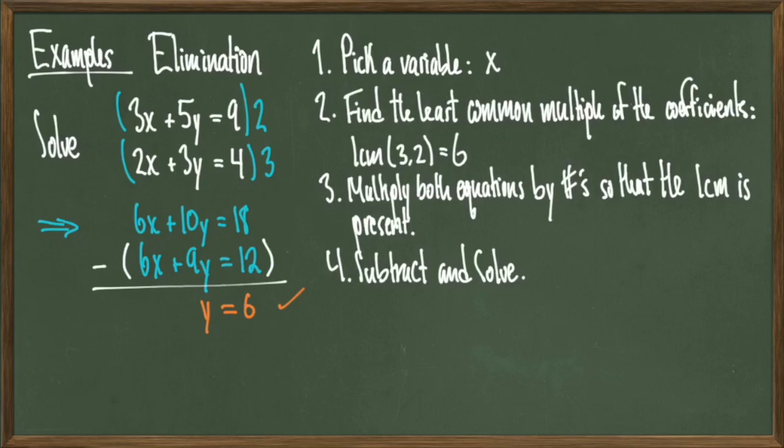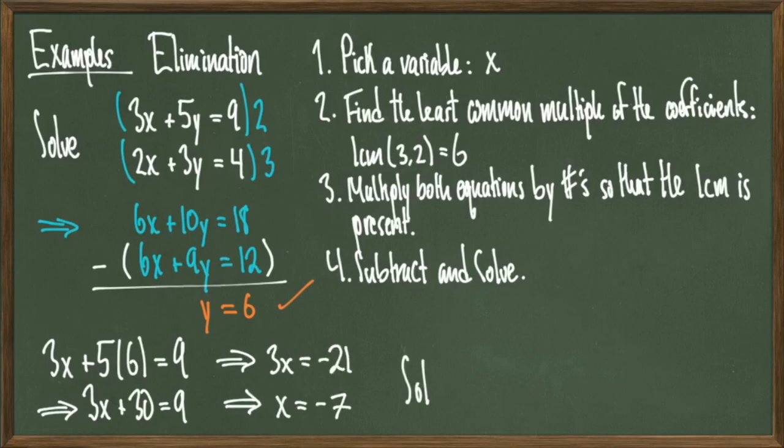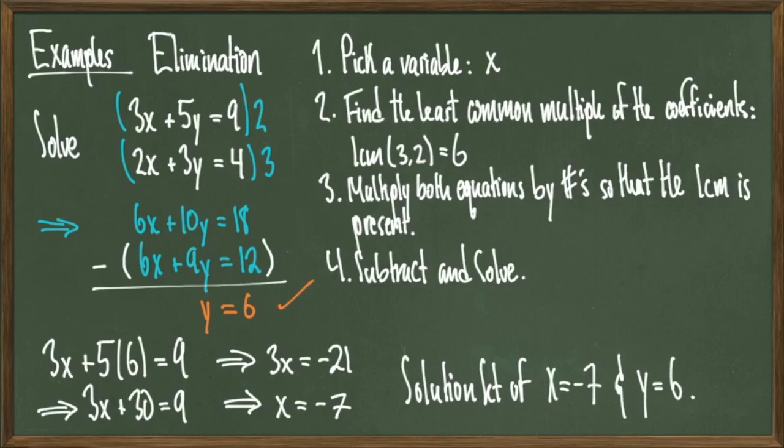So I'll choose 3x plus 5y equals 9. Substituting 6 in for y, I get 3x plus 5 times 6 equals 9, which simplifies down to x equals negative 7. Therefore, I get a final solution set of x equals negative 7 and y equals 6. And that's how elimination works.